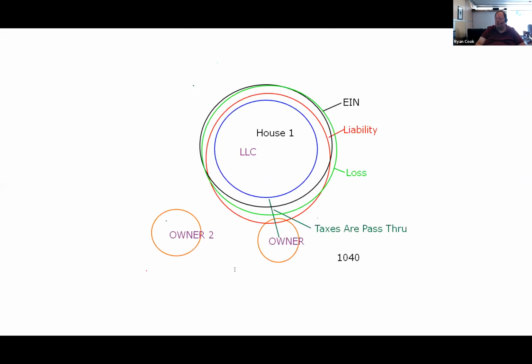Is owner 2. What happens to the LLC? It becomes a partnership. There you go. It changes a little bit. So let's think about those changes.